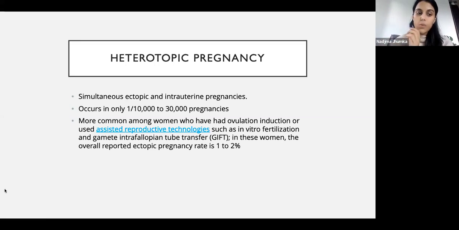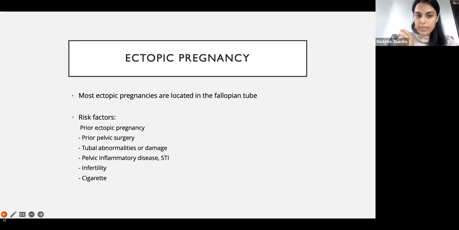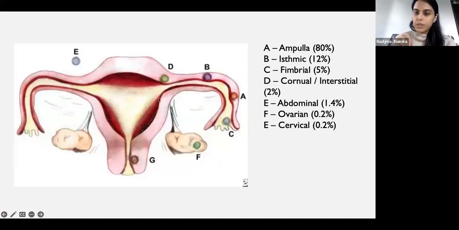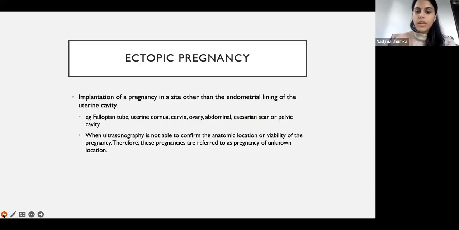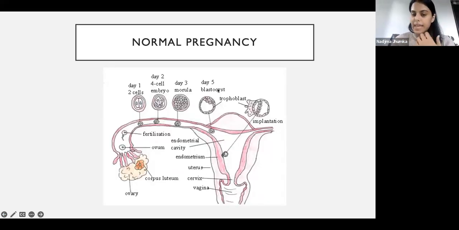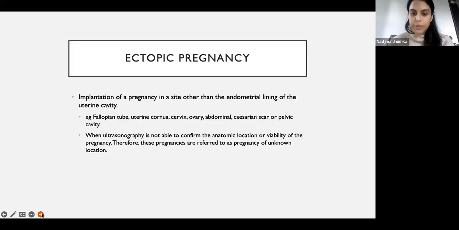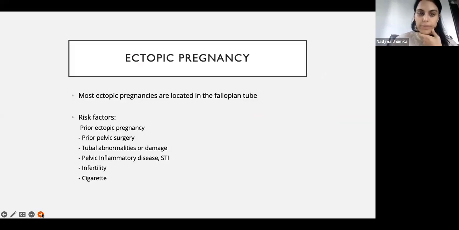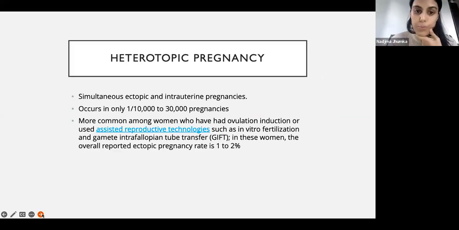So what we mean by an intrauterine pregnancy is a pregnancy that has implanted where it should implant, so in the endometrium. So this pregnancy here, that's an intrauterine pregnancy. That's what we want all pregnancies to be. That's what is a healthy pregnancy, and that's what will deliver to term. So in a heterotopic, you have both intrauterine and ectopic pregnancy.